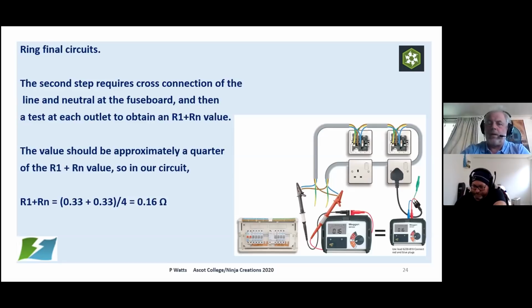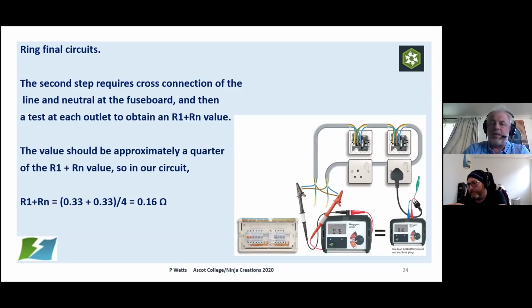We can also take a test at the board, because we're going to get exactly the same value from there if we do a test from the board of the conductors as shown there in the diagram. So you can test at the board, but also test at all the socket outlets. It's part of the polarity test, so it's important that you do that.